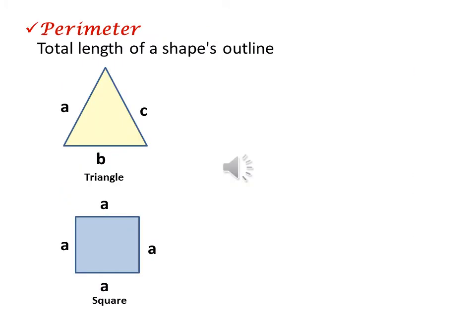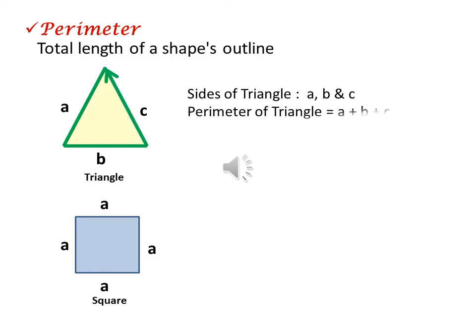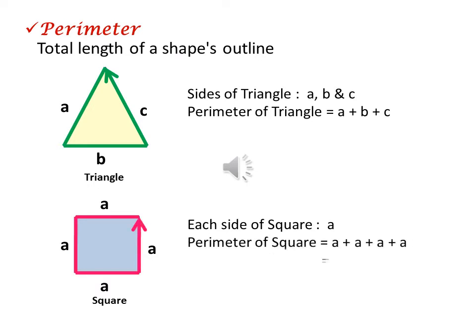Now let us understand how to calculate the perimeter of different shapes. For a triangle, as we already know, perimeter is the total length of the shape outline. A triangle contains three sides, so the perimeter of a triangle will be a plus b plus c. Similarly, the perimeter of a square will be the sum of all its four sides, a plus a plus a plus a, that is equal to 4a.